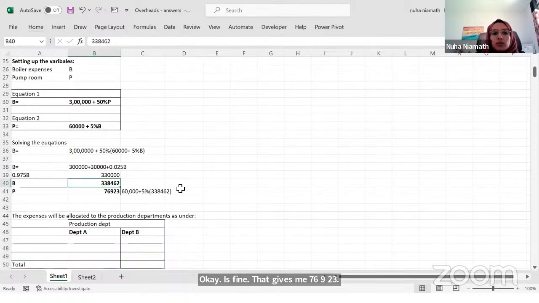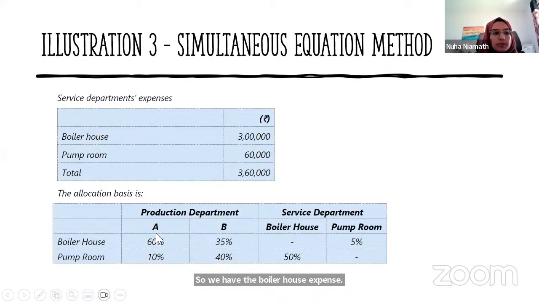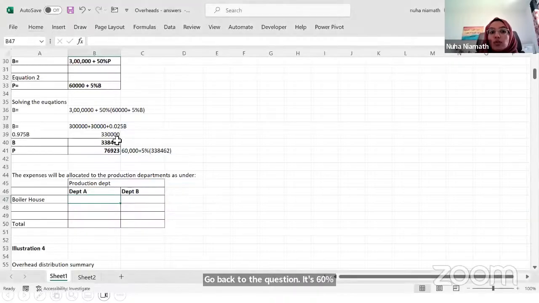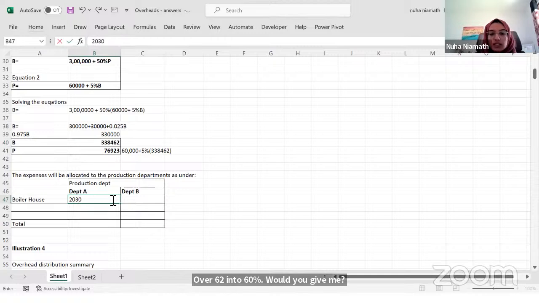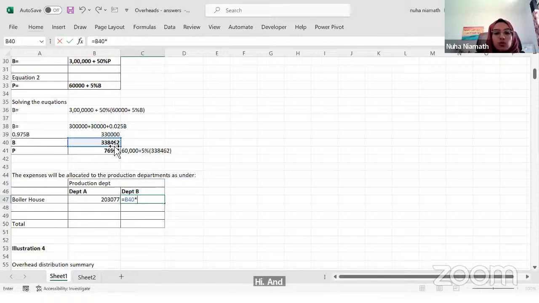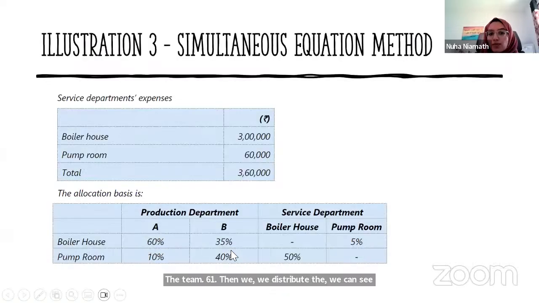Cool. So I am going to proceed now with the next part of the same question. Here we can now start allocating. So we have the boiler house expense. We go back to the question. It's 60% and 35% to A and B. Now we will be taking the entire 3,38,462 into 60%, which gives me 2,30,077, and 3,38,000 into 35% gives me 1,18,461. Then if we distribute the pump room expenses, we can see that it is 10% and 40%.